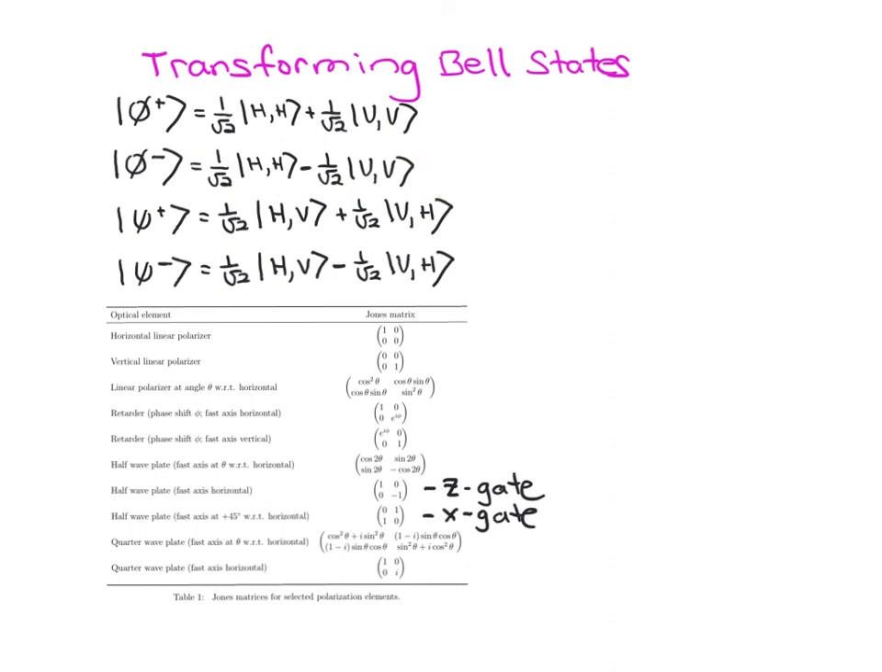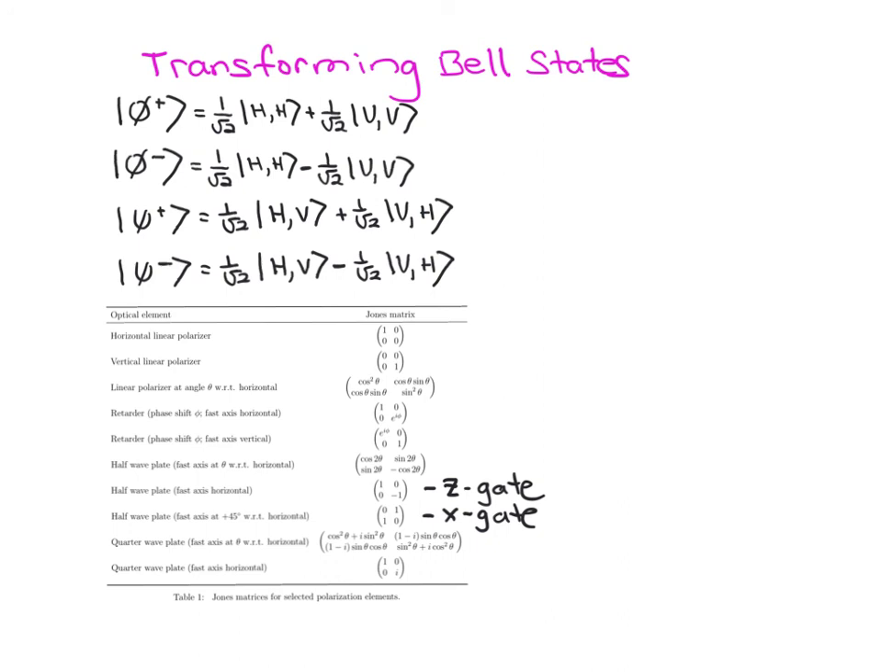And another useful transformation is to take the half-wave plate and orient its fast axis at plus 45 degrees, because then you get a Jones matrix that looks like this. We call that an X gate, and if, say, you insert an X gate and have it act on, say, the idler photon, it's going to change this H into a V and this V into an H. So the effect of an X gate acting on the idler photon would be to transform phi plus into psi plus.